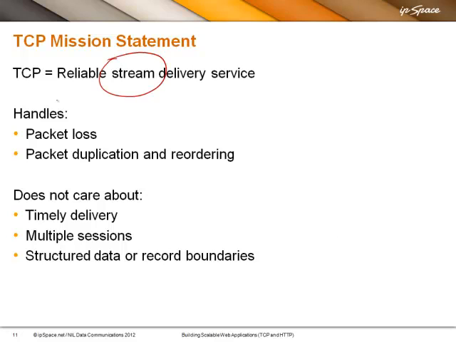TCP does not offer block transfer or transactions. It offers you a reliable stream. It handles very well packet loss, duplication, and reordering. It does not guarantee timely delivery. It cannot support multiple parallel sessions. You need multiple TCP sessions for multiple sessions, and it does not support structured data or record boundaries. It's a stream of bytes with no internal structure.